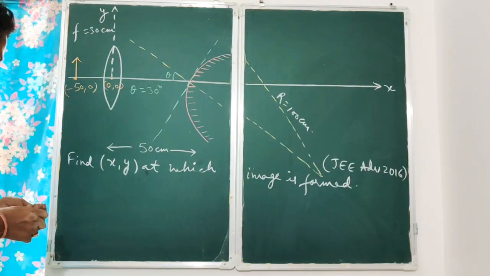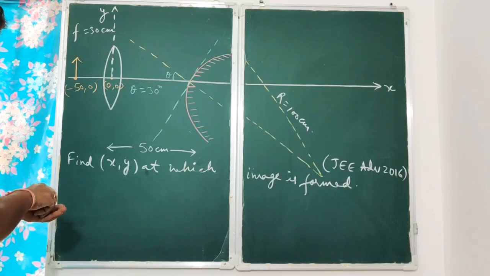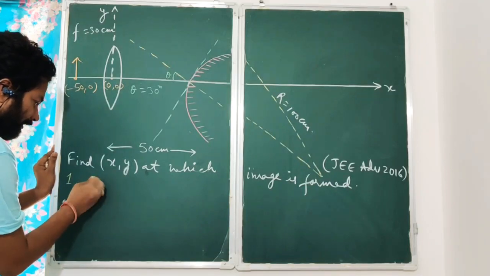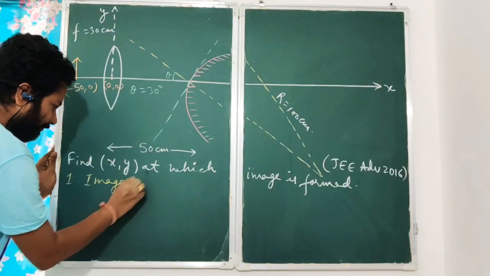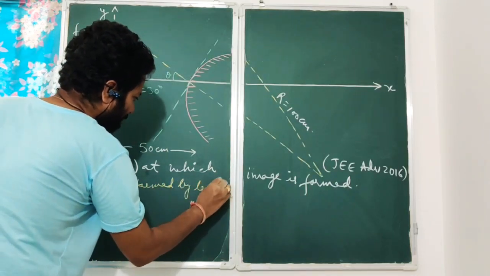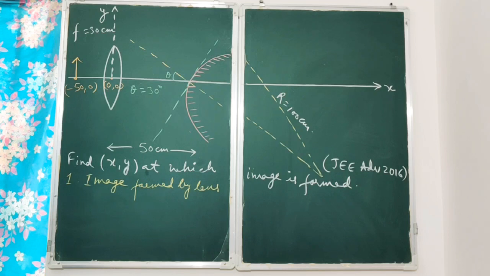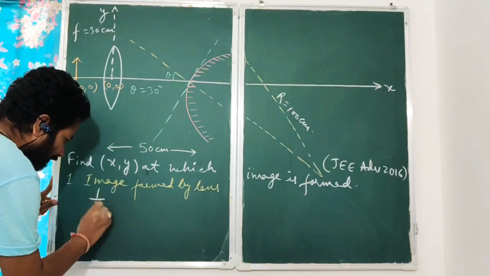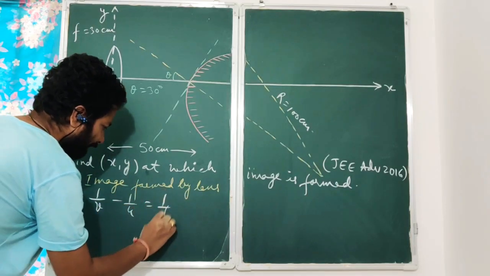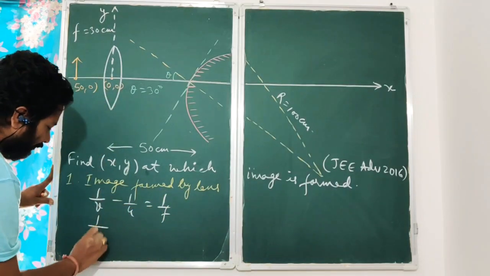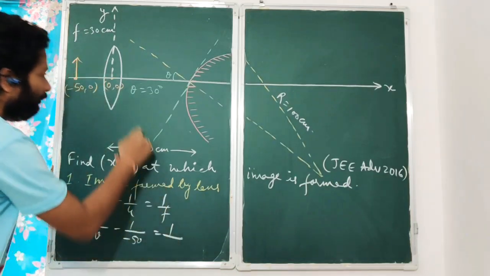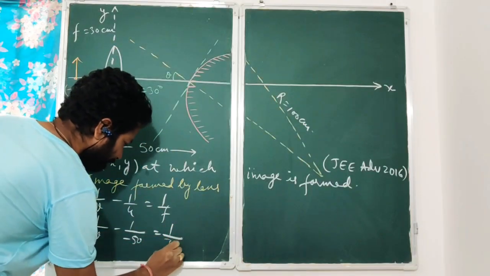So first thing we'll do is, we'll talk about image formed by lens. So we will make use of lens equation. 1 by v minus 1 by u is equal to 1 by f. Put the values. V is the position of the image, minus 1 by minus of 50, and this is equal to focal length is given as 30.